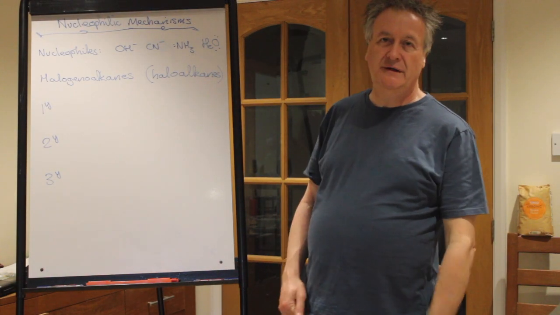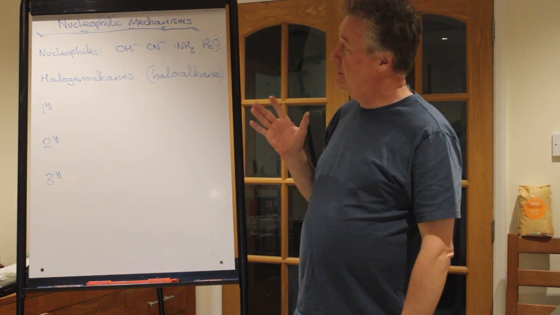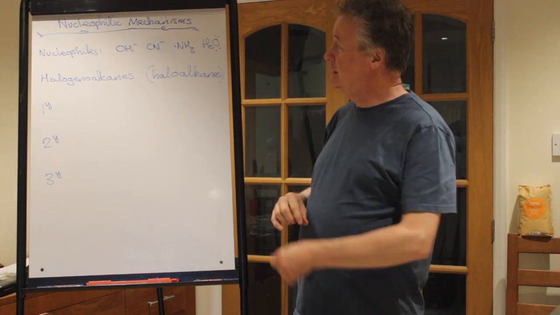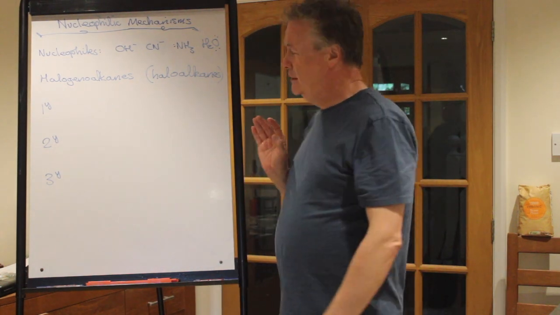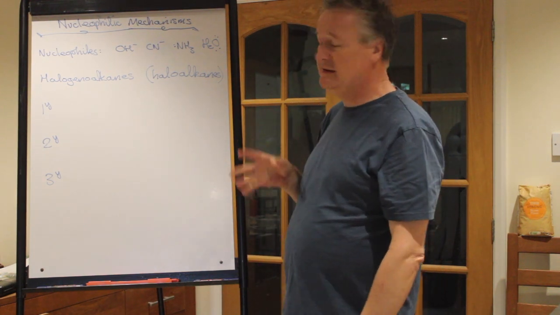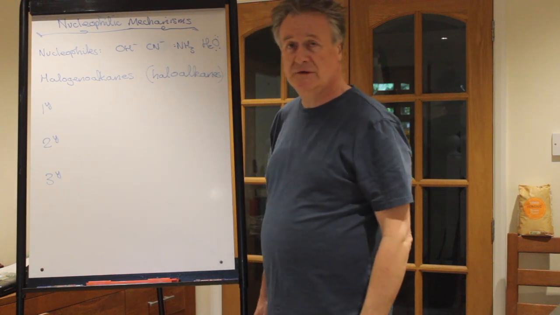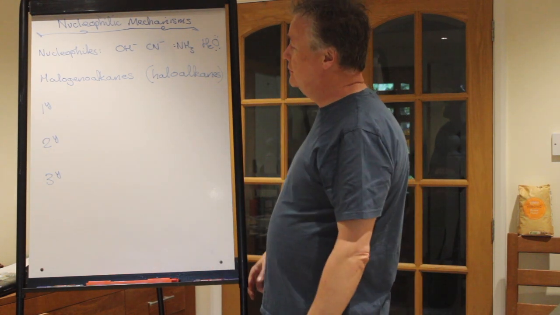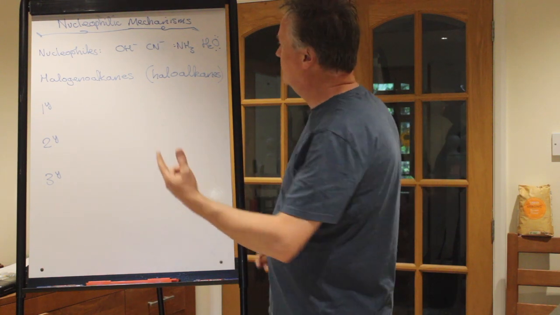Are for the third of the Year 12 mechanisms. Nucleophilic. In the context of Year 12, this means reactions of halogenoalkanes. Some books refer to them as haloalkanes. I have to say I struggle with that. It's been halogenoalkanes all my life. So in the context of what we're going to do, it's going to be those. You do get them with alcohols as well, but we're not going to do that.